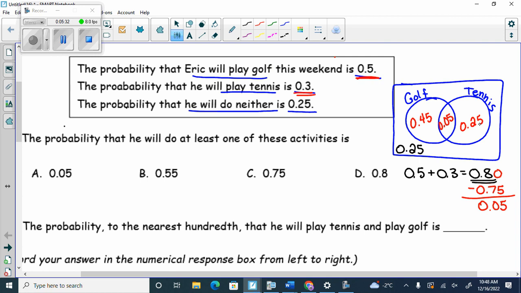Okay, let's actually answer the questions. Here it says the probability that he will do at least one of these activities. At least one activity means one activity or more, correct? So if I said one activity only, it would be 0.7. But this one says at least one activity. So it's one activity or more. So it could be one activity or both, correct? So that's the snowman. So how much is that?